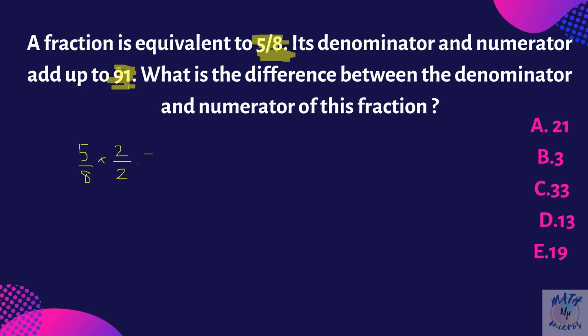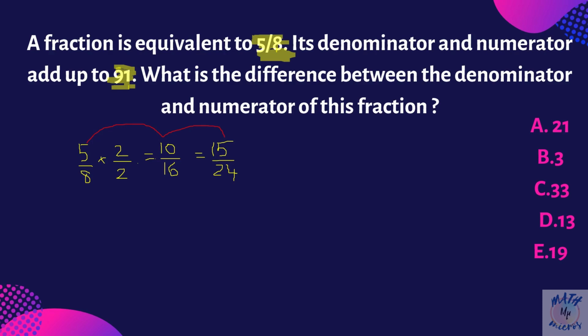Here I assume 2 to be the number that is multiplied with both the numerator and the denominator. So 5 times 2 is 10, which becomes the numerator, and 8 times 2 is 16, which becomes the denominator. So 10 by 16 is an equivalent fraction to 5 by 8. If I multiply by another number, say 3, then 5 times 3 is 15 and 8 times 3 is 24. So 15 by 24 is also an equivalent fraction to 5 by 8. 5 by 8, 10 by 16 and 15 by 24 are all equivalent fractions.